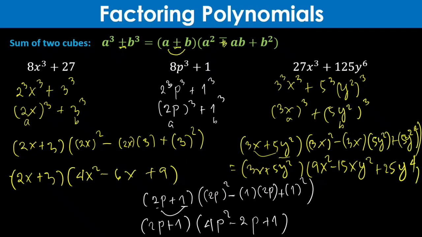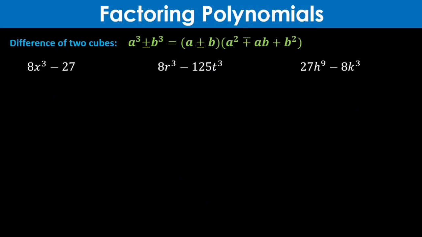Okay, next is the difference of two cubes. So the idea is the same, except that we'll be using subtraction here because it's the difference, a minus b cubed, and here the sign is negative as well, but we will be using positive for the second factor. So your a cubed minus b cubed equals a minus b, a squared plus ab plus b squared.